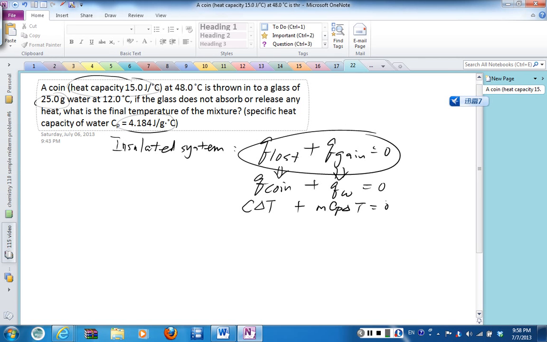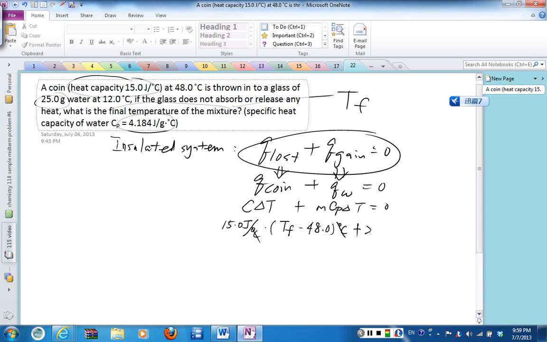Now, let's see how we calculate each of them individually. The coin, heat capacity, C, 15.0 joules per degree Celsius. Delta T, oh, we don't know the final temperature, but we're looking for the final temperature of the mixture, which means by the end of it, to stop that heat exchange, these two got to be at the same temperature. Let's call that final temperature TF. And we know delta T is final temperature minus initial temperature. We don't know the value, but we can use TF minus the initial temperature, 48.0 degrees Celsius. And of course, degrees Celsius will cancel.